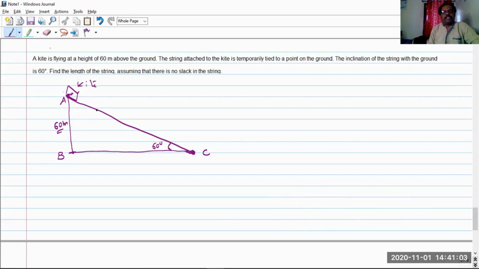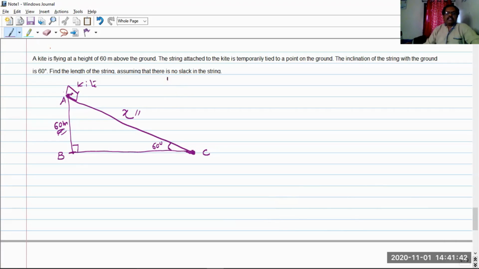So what do we need to find? We need to find the length of the string. If we consider this diagram, it is again a right angle triangle in which AB is the height, AC is the hypotenuse, and theta is the angle of elevation. So can you find the length of the string? Yes. How can it be found? The opposite side is known, and the hypotenuse is to be found. So with opposite and hypotenuse, what ratio can we use here? Obviously the simplest ratio, that is sine theta.